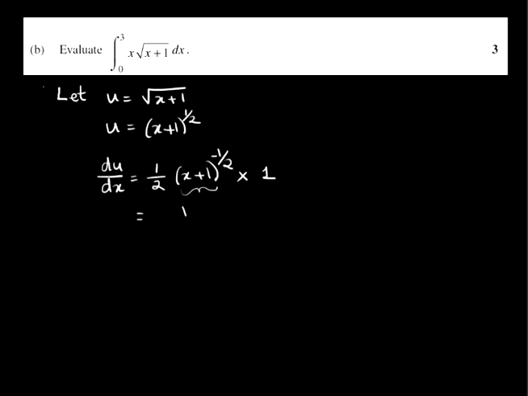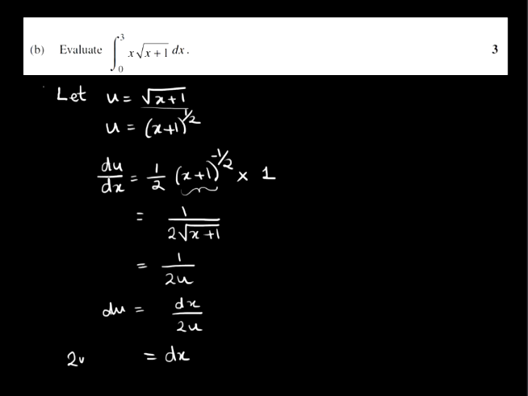And so that could be rewritten as 1 on 2 square root of x plus 1 times 1, which is itself. Now, since u equals the square root of x plus 1, we can rewrite this as 1 on 2u. And so du is given as dx on 2u, and dx can be understood to be 2u du.